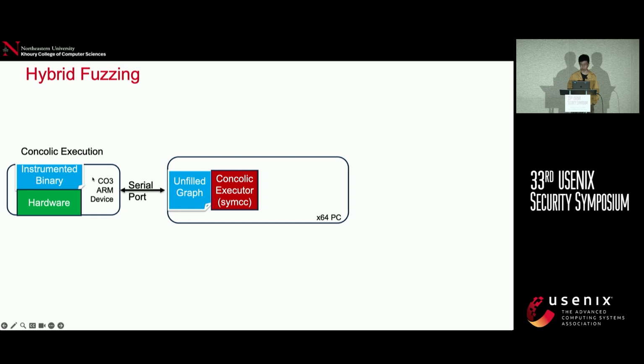And at runtime, this firmware will tell you whatever you need to know, so you can proactively build and solve symbolic constraints. And at the same time, you can also exchange the inputs with AFL. And that's basically a functional hybrid fuzzing for you.